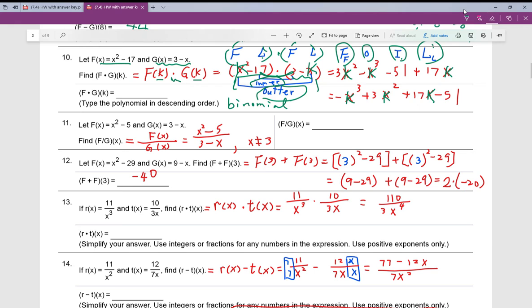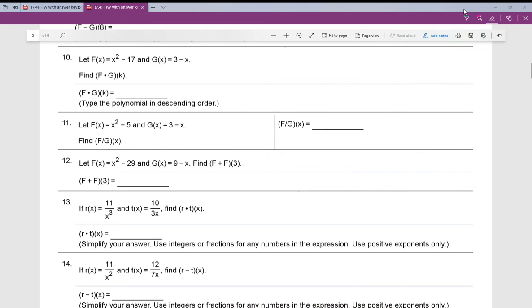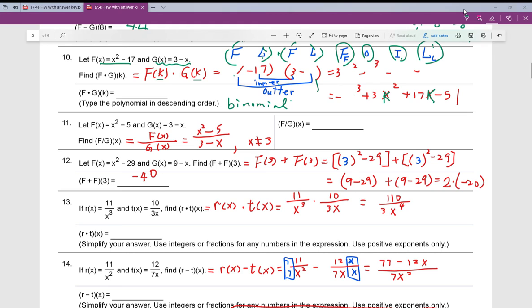So let me erase the ugly mark so you can see better. Let me rewrite.